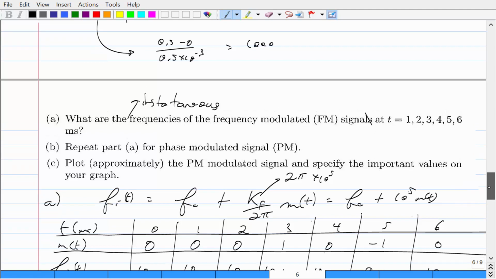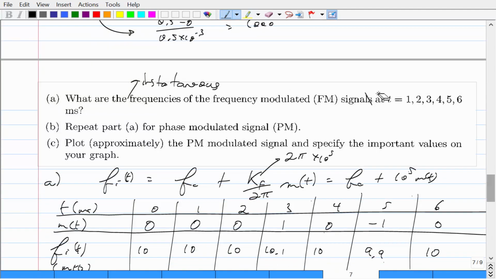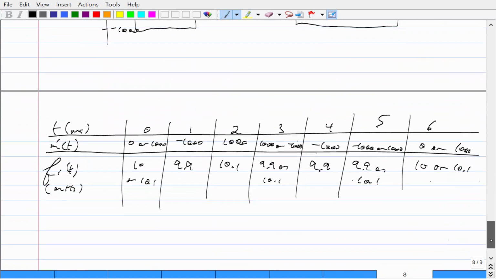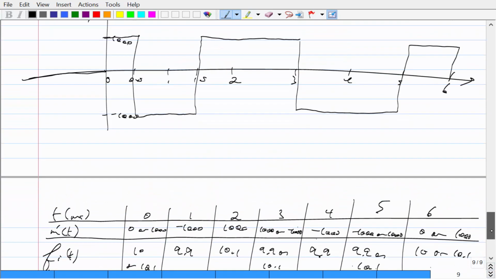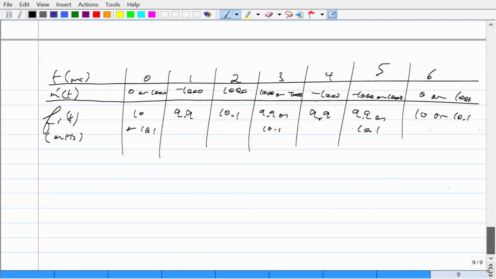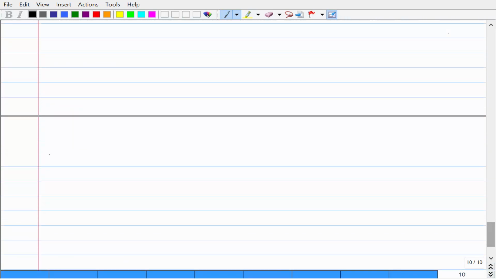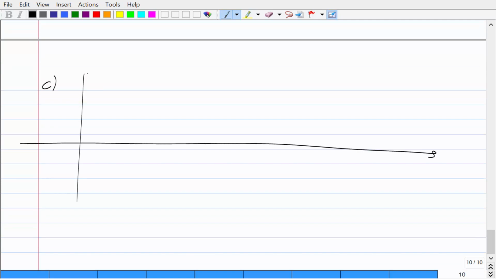Now we're going to take a look at part C: plot the phase modulated signal and specify the important values on your graph. Remember, the instantaneous frequencies are defined in this fashion. Between 0 and 0.5, you have 10.1 megahertz. Between 0.5 and 1.5, it's 9.9. So it's going to fluctuate between 9.9 and 10.1 and 9.9 and 10.1. We're going to do that right now. So this is C, between here and here. This is your phase modulated signal.